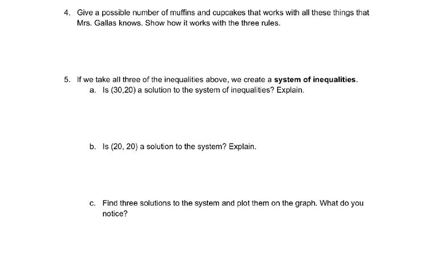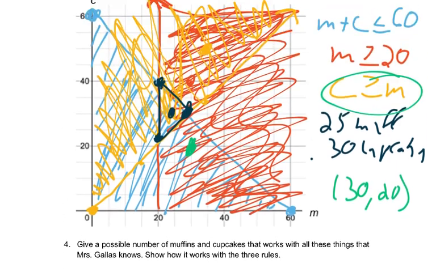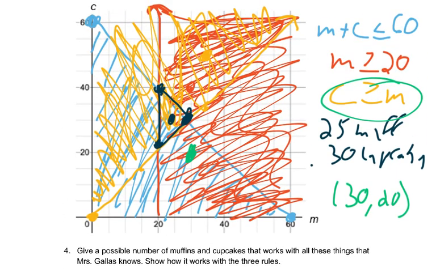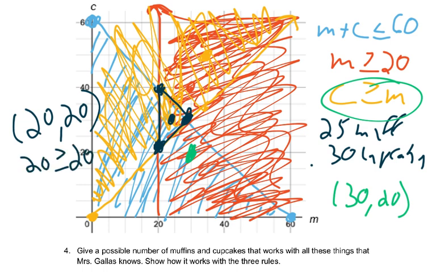For the next question, is 20/20 a solution to the system? And explain. So if I look at the graph and I look at 20/20, well, 20/20 is an interesting one because it's actually right over here. And that is a corner point on our triangle. Because what's interesting about 20/20 is at that point, 20 is greater than or equal to 20. And then 20 is greater than or equal to 20.